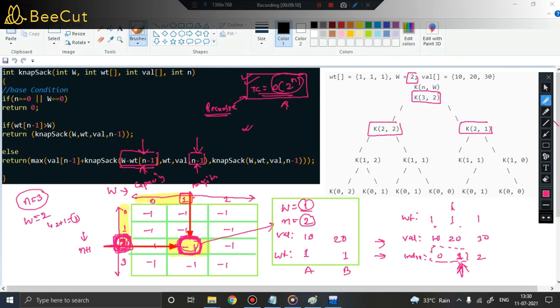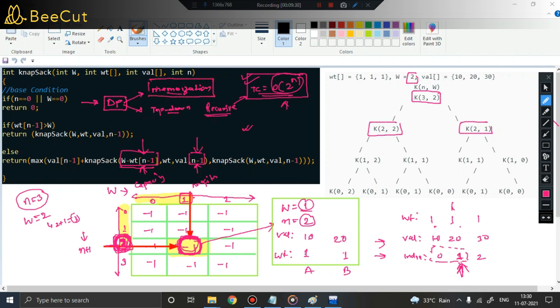So now what I'm going to do is convert this into dynamic programming code. Dynamic programming can be solved in two ways: either using memoization, which I'll be discussing now, or the bottom-up approach, which I'll be discussing in a new video, right? So how do we solve it using memoization?